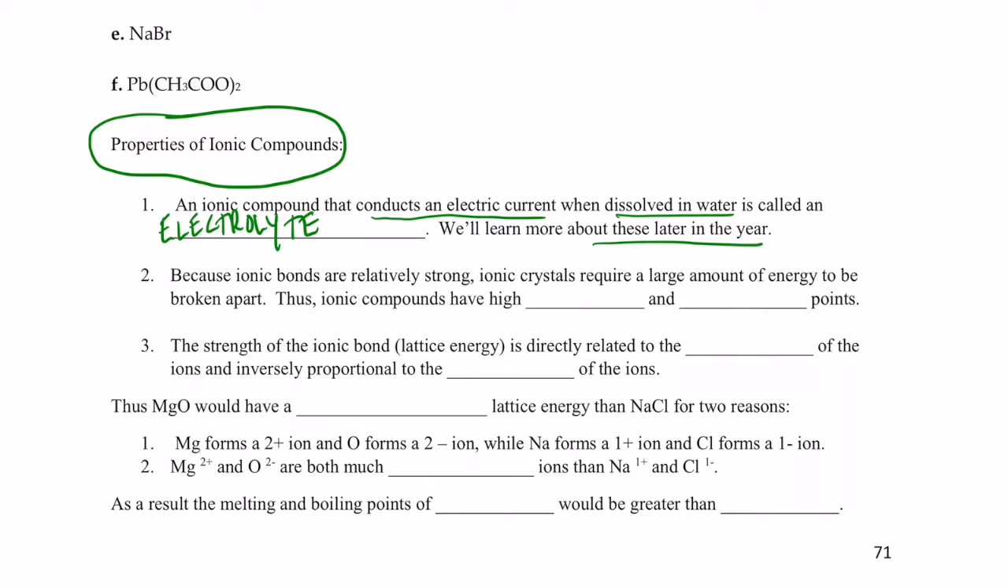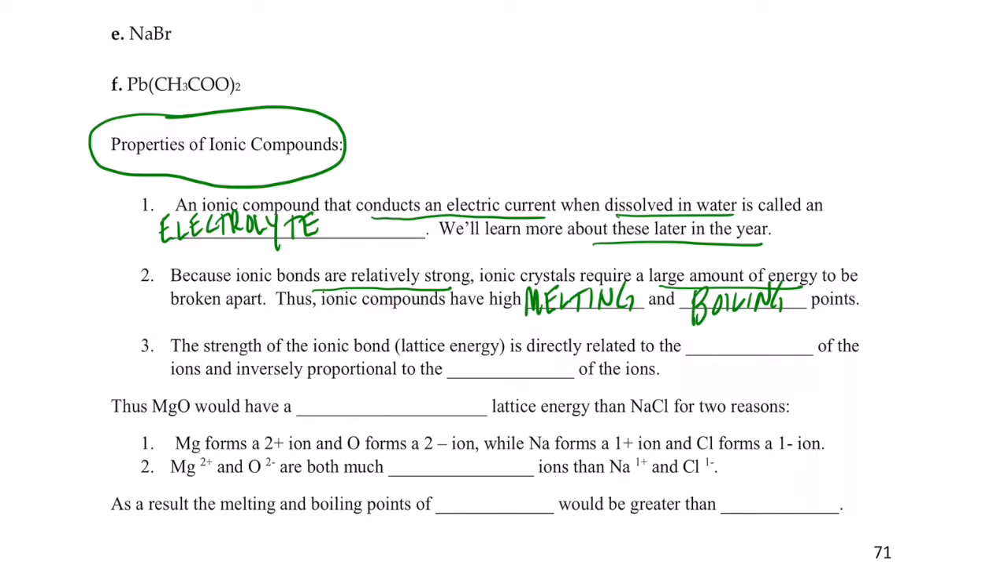an electrolyte. The second thing, because ionic bonds are relatively strong, the crystals require large amounts of energy to be broken apart. That means ionic compounds have high melting and boiling points. It's hard to melt and boil them. They take a lot of energy to break them apart. So they have, once again, high melting and high boiling points.